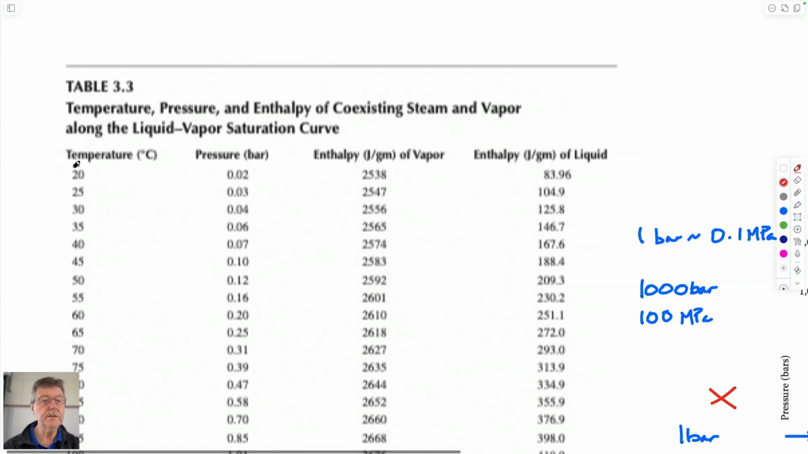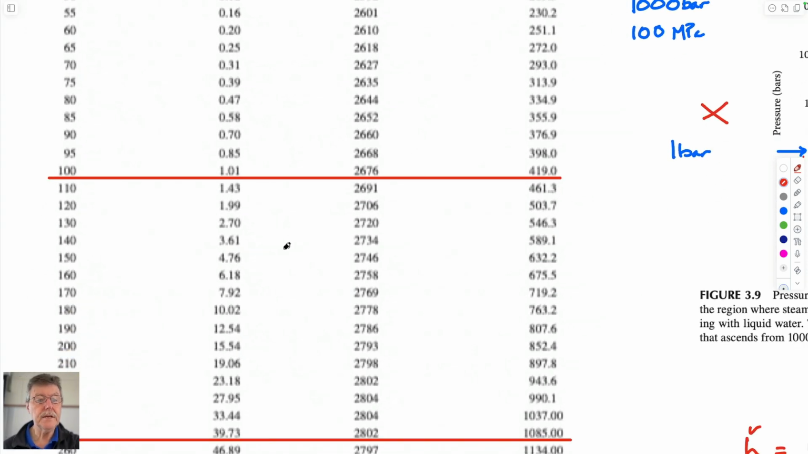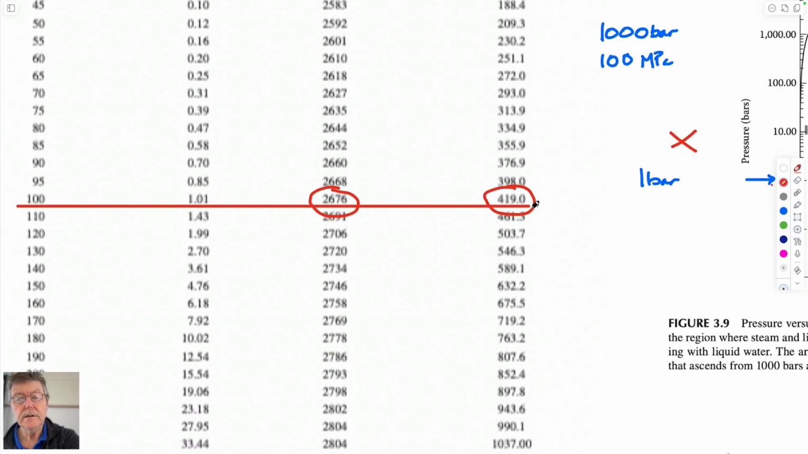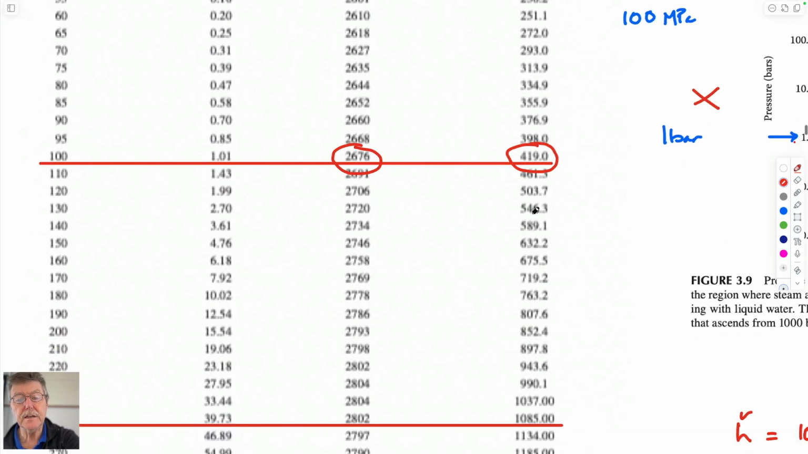This is properties of water: this is temperature, this is pressure in bars, this is enthalpy of vapor, steam, and enthalpy of liquid. So if we go down to the particular temperature we found ourselves at, we find the enthalpy of the vapor is 76 kilojoules per kilogram. We know the enthalpy of water is 419 joules per, joules per gram, I guess, in this particular case.